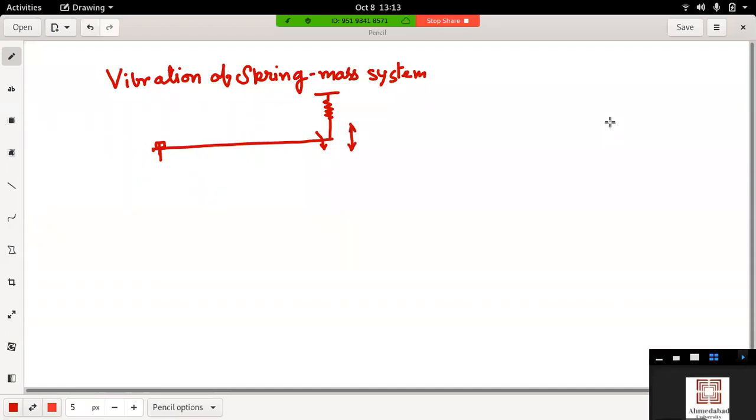In such a case, the spring has a natural frequency which is given by this formula: Fn is equal to 1 by 2 pi under root k by m.